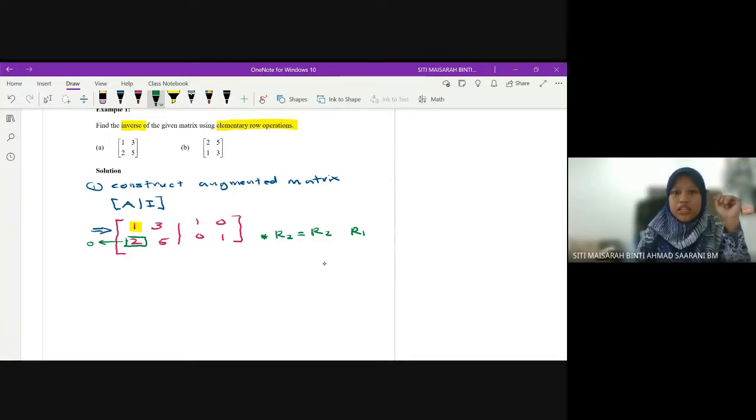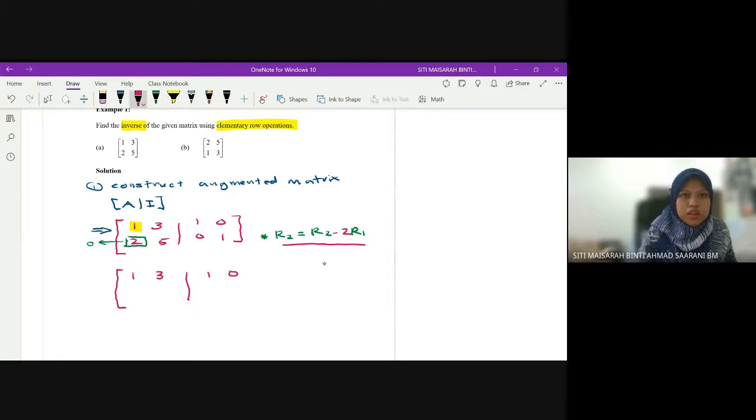So here we put 2R1. And then is it minus or plus? Minus. So our operation is R2 equals R2 minus 2R1. What changes is R2. So in the next step, row 1 does not change, we copy it. And then we change row 2 using this operation, R2 equals R2 minus 2R1.